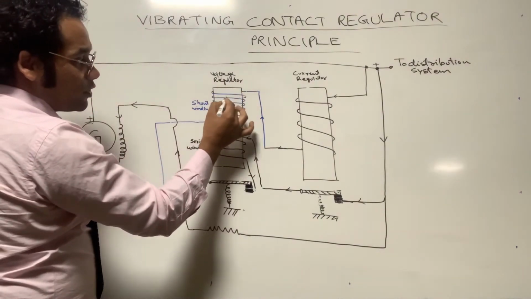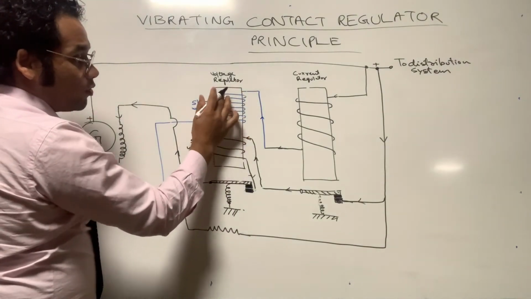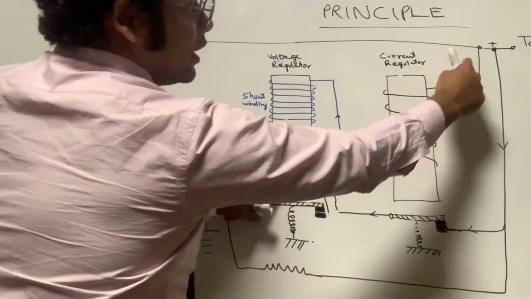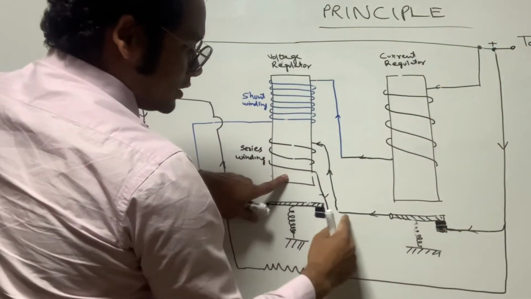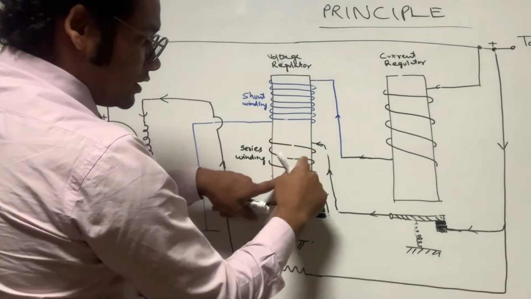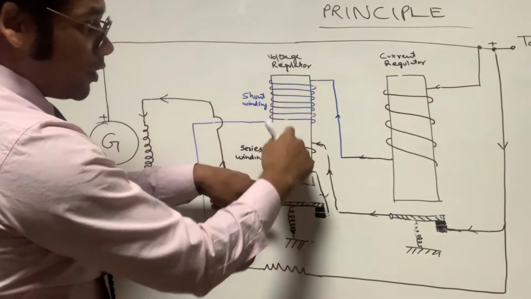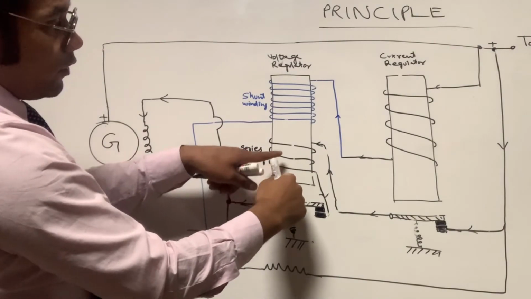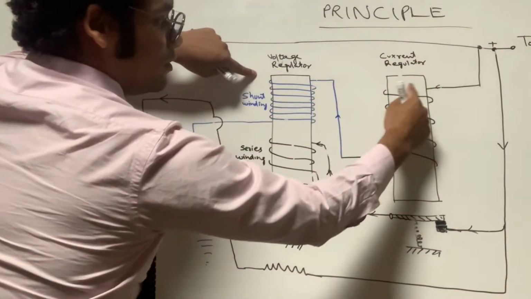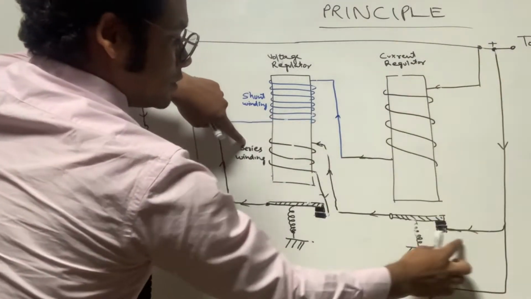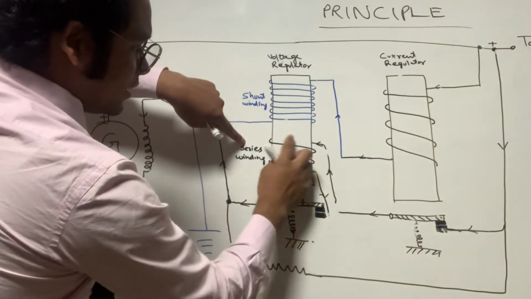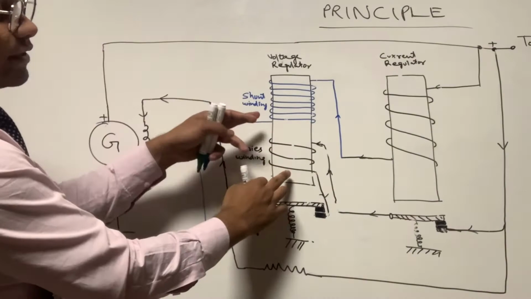As the current flows through this winding, that current will produce a magnetic field around it. Current is coming in this winding from here, via this, and it is flowing in this series winding. Hence both of these windings have current flow. The shunt has it from here via this current regulator, and the series winding has it from this path, from this armature, and then this. This is how the series winding has the current flow.